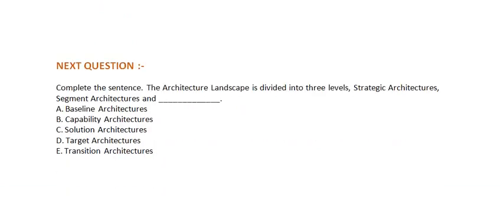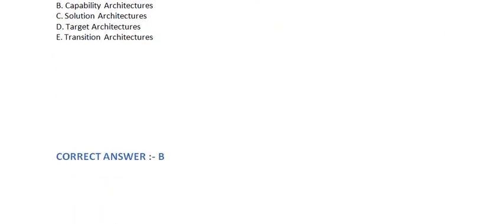Next question is: complete the sentence. The architecture landscape is divided into three levels: strategic architectures, segment architectures, and option A: baseline architectures. Option B: capability architectures. Option C: solution architectures. Option D: target architectures. And option E: transition architectures. The correct answer is option B.